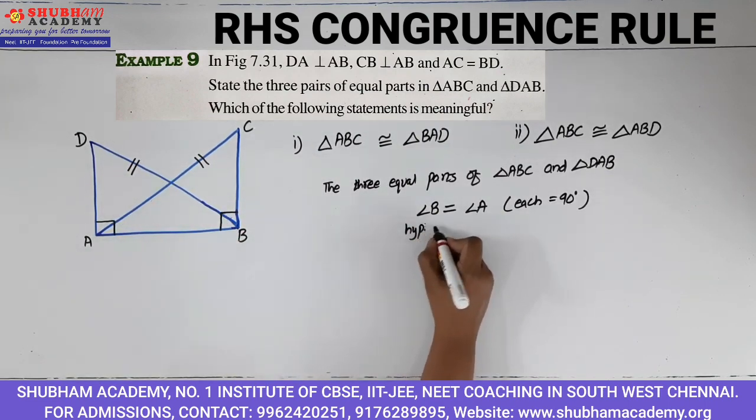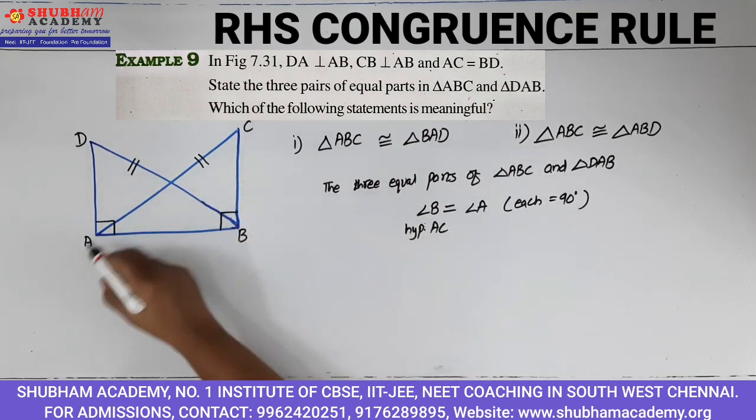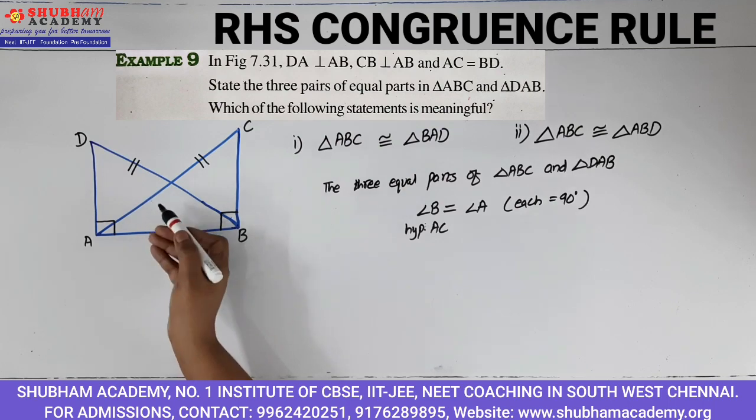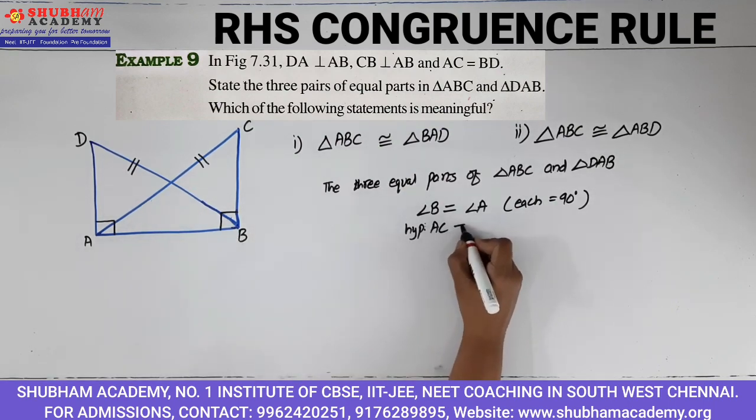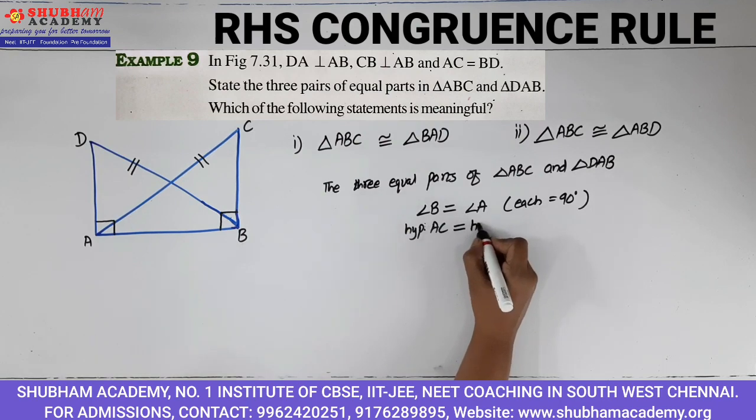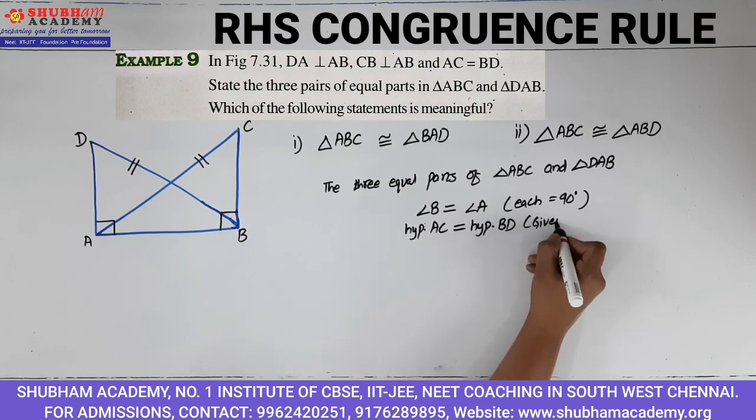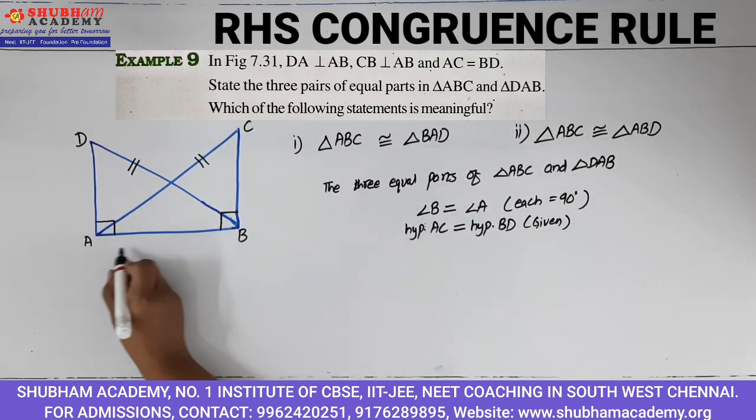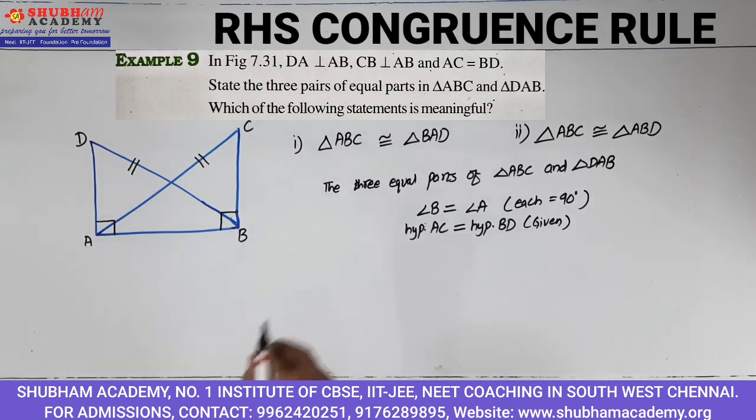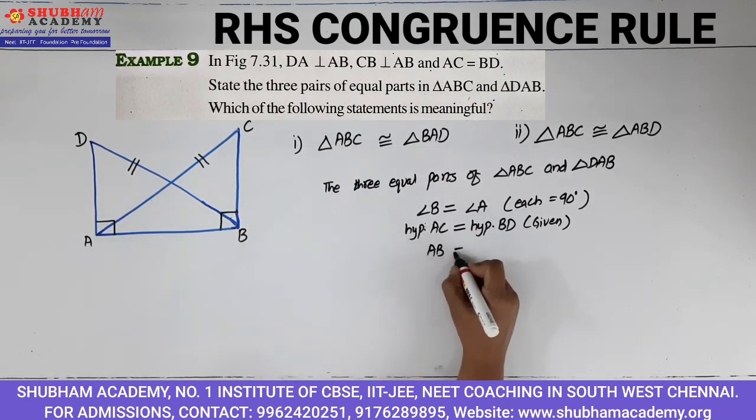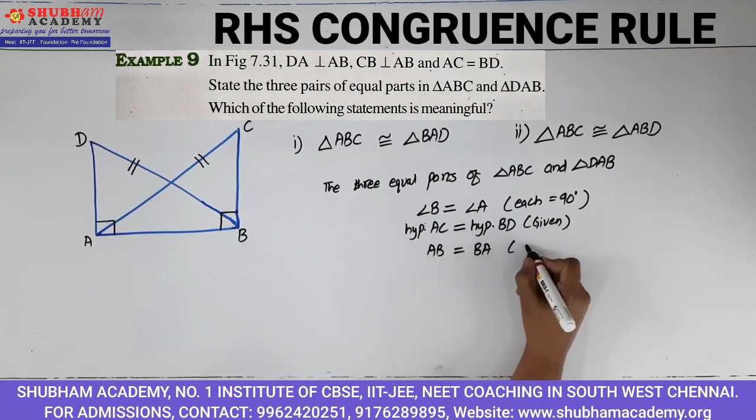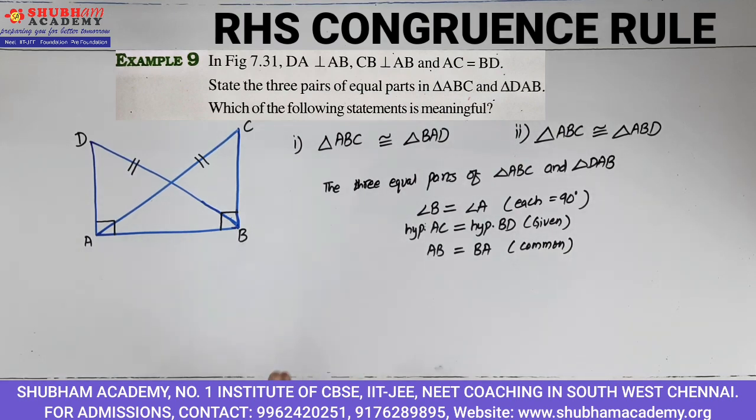Hypotenuse AC, because AC is the side opposite to angle B, is always the longest side in a right angle triangle, and hypotenuse AC is equal to hypotenuse BD. It is given. And the third side AB is common in both. So AB is equal to BA. So these are the three pairs of equal parts in both the triangles. Now they are asking which of the two parts is meaningful.